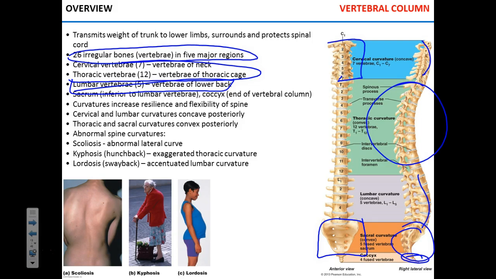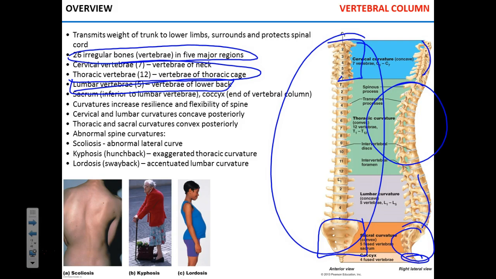They buffer the weight. Every time you jump from somewhere, what are you taught to do? What do you need to do with your knees? You have to bend your knees, right? You have to provide that spring action. Same happens to a vertebral column. It provides that spring action. That makes sense? Good.